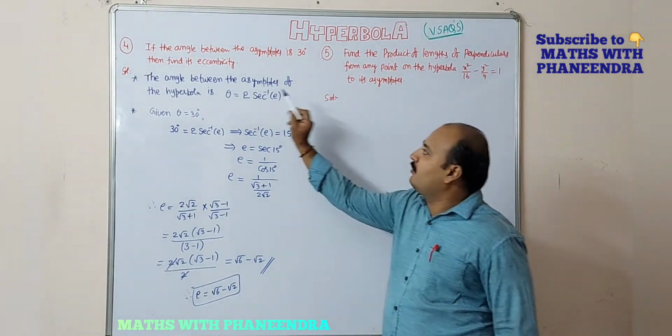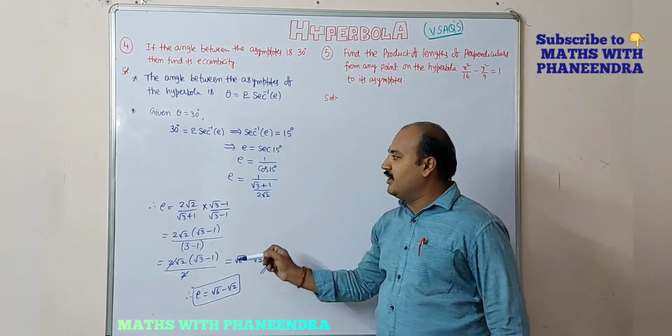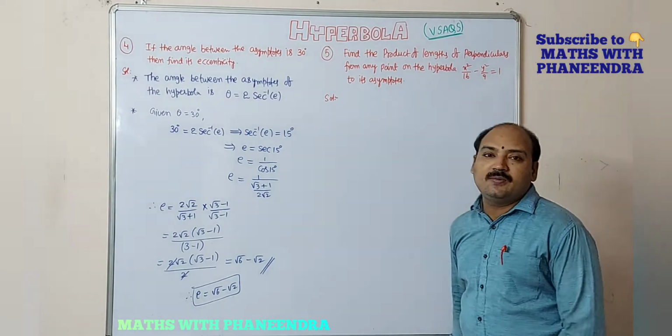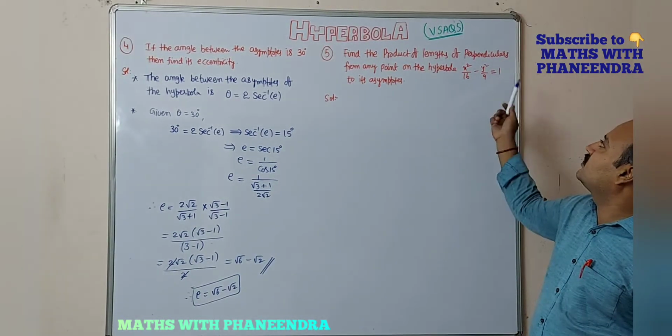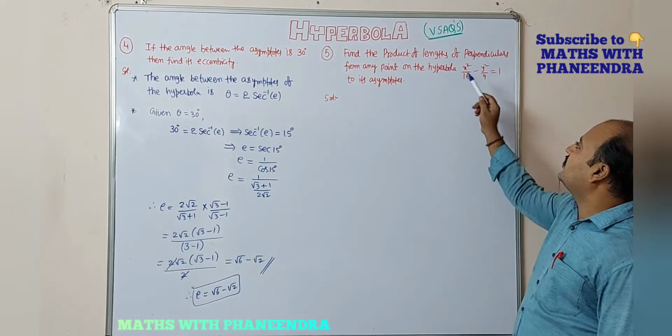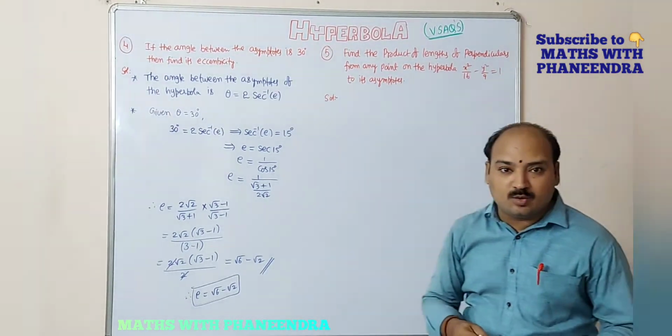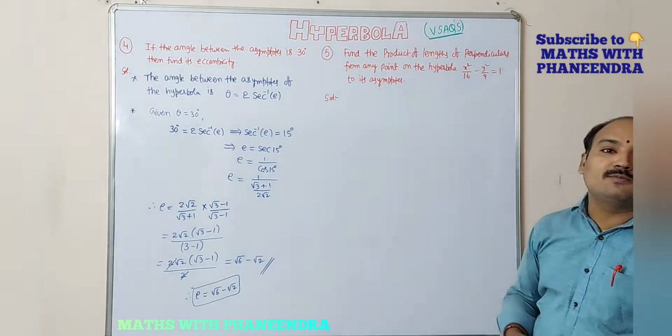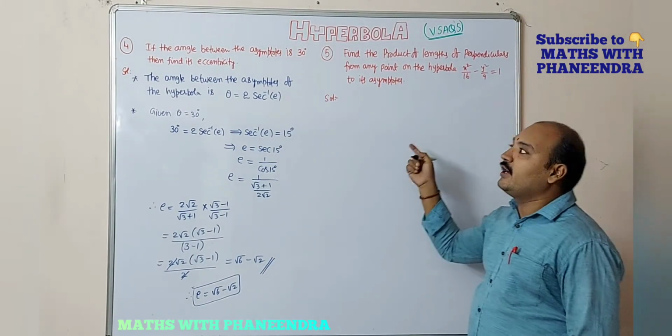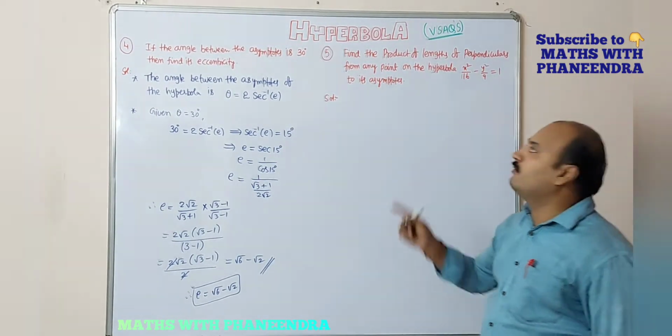This is the standard formula, very important. Based on that, you can write it, dear students. We'll move on to the next question. Find the product of lengths of perpendiculars from any point on the hyperbola x squared by 16 minus y squared by 9 equal to 1 to its asymptotes. Here also standard result. It will help in the competitive exam itself.